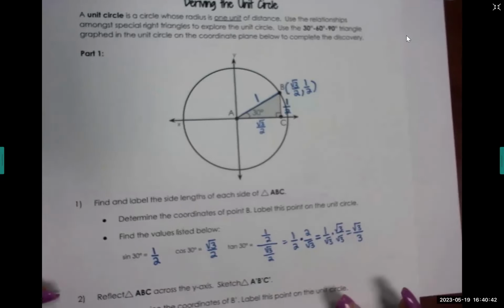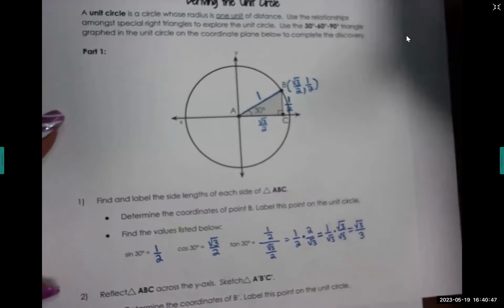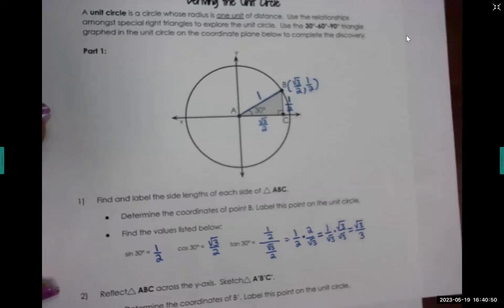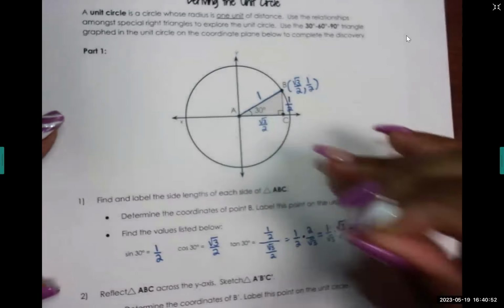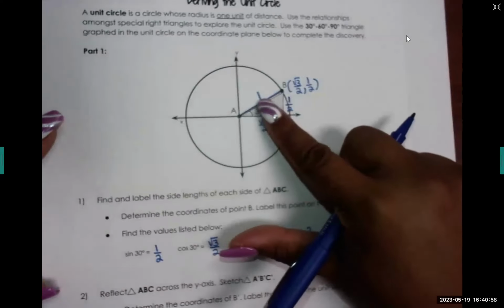Now, to help me derive the rest of the unit circle, I'm going to do some reflections. I'm going to think about what I know about transformations, rigid motion, and use some reflections of this initial 30, 60, 90 triangle. So I'm going to use my triangle cutout and place it right on top.